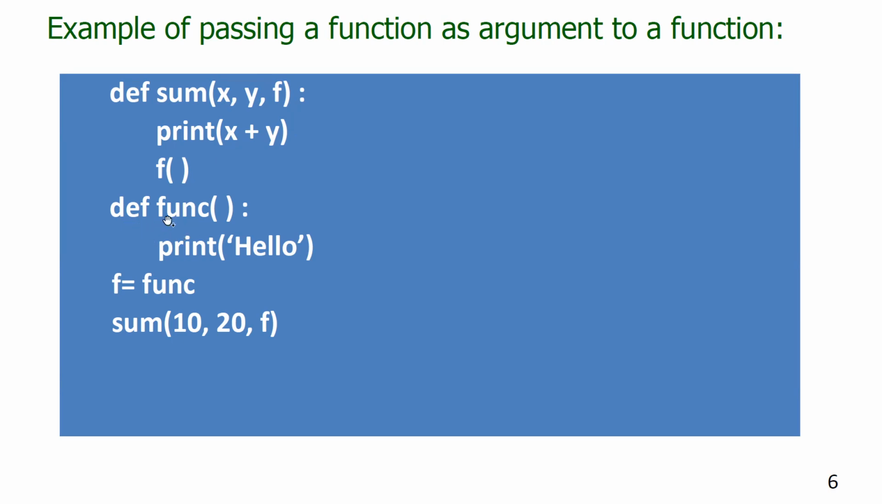Now the same program, whatever we have written in the previous program, we are using the same function. Define function func and print statement hello, and we are creating a variable f, and for this variable we are assigning the function func. Now we are calling the function sum. This is the sum function, and sum 10 comma 20 comma f. Whenever we call this sum 10 comma 20 comma f, x equal to 10 and y equal to 20, f equal to the function. Now what is the print statement? x plus y. First it will print 10 plus 20, 30, and it will call the function f. Now it will print hello.